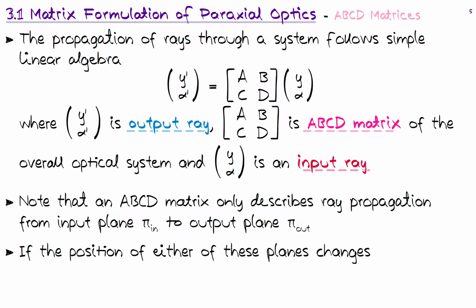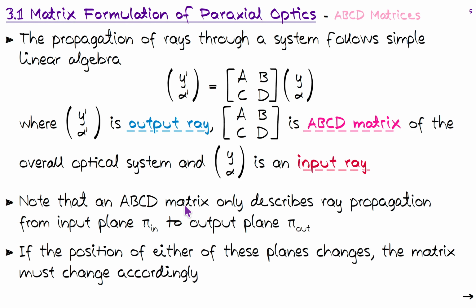If the position of either of these planes changes, then we must also change the matrix accordingly. And this is related to the previous point. This ABCD matrix really only relates a given input ray in a given plane to an output ray in a given plane, so these two planes of interest. And if we somehow change these planes, of course the whole matrix description changes, so please remember this in what follows.